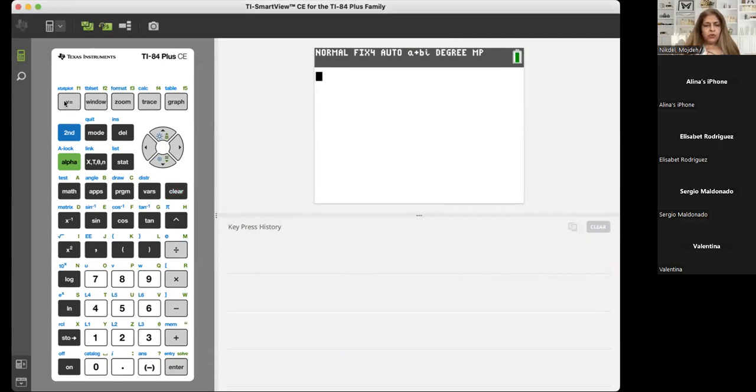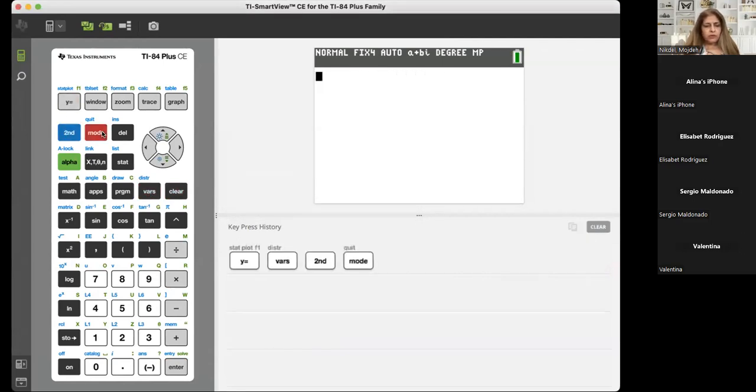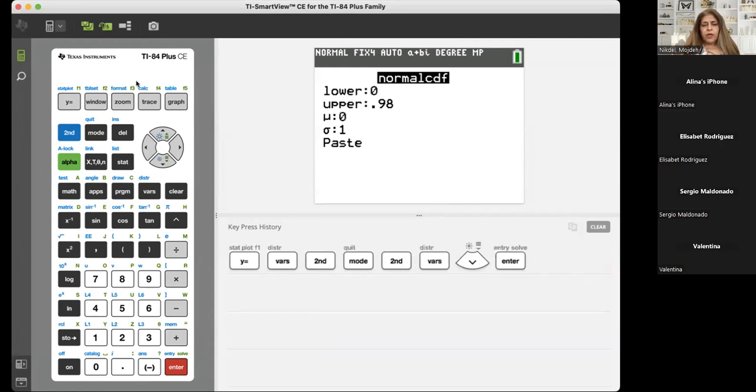So you go to distribution, Normal CDF. Left side was 0.29, the left side of the shaded region. Right side was positive infinity, which we represented with E99. The E is over here. Do you see that double E?